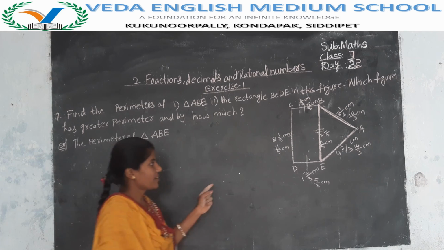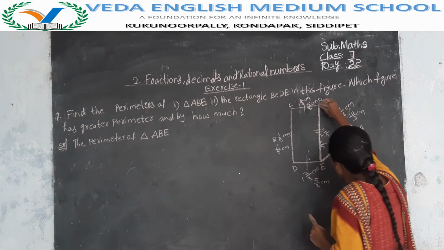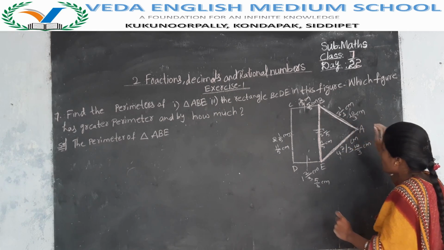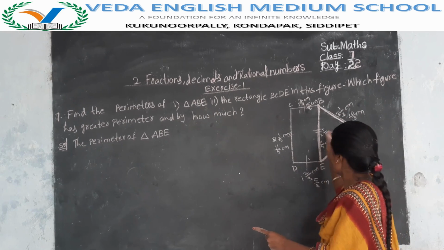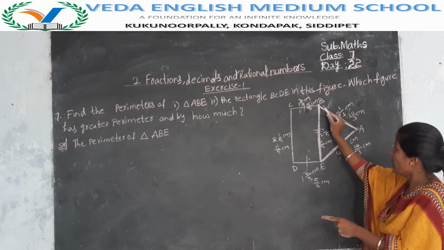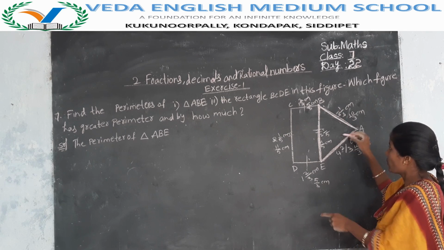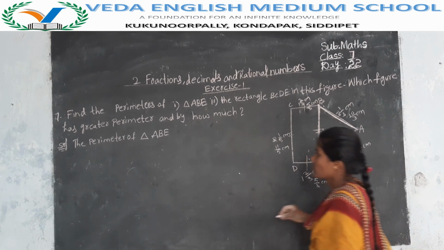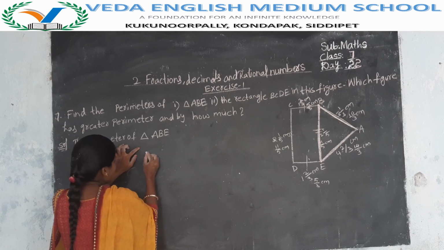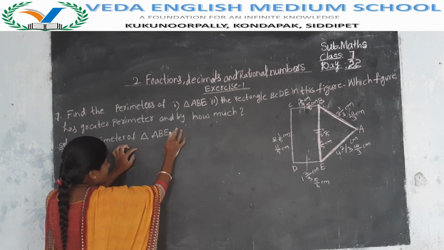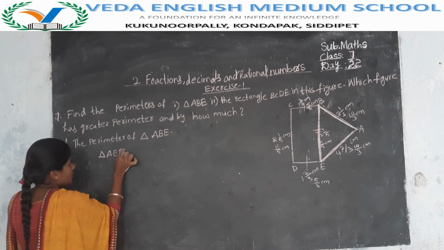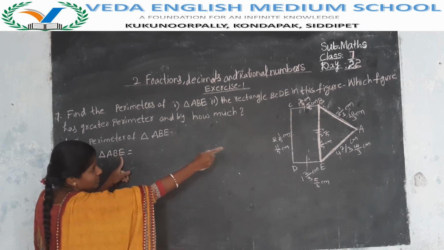Now, for a triangle we have 3 sides. How to find the perimeter of the triangle? If you add these 3 sides, then you will get the perimeter of this triangle. So for the perimeter of triangle ABE, you have to add these 3 sides: AB plus BE plus EA. So the perimeter of triangle ABE is equal to, what are the 3 sides here first?